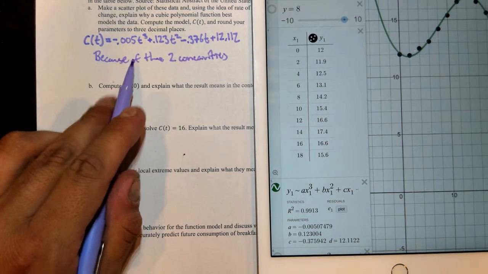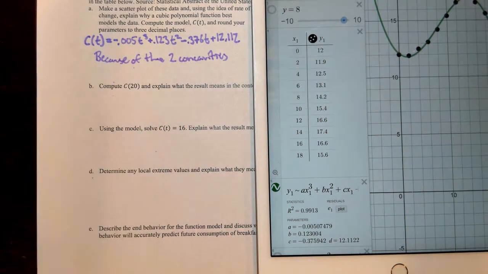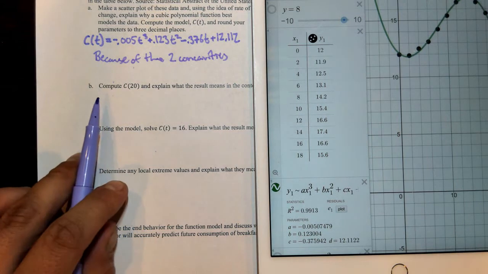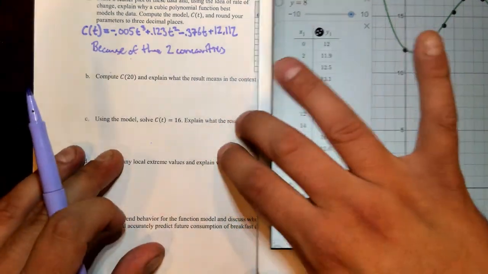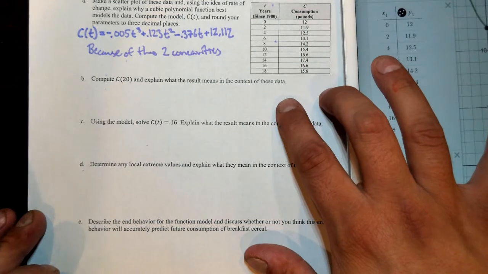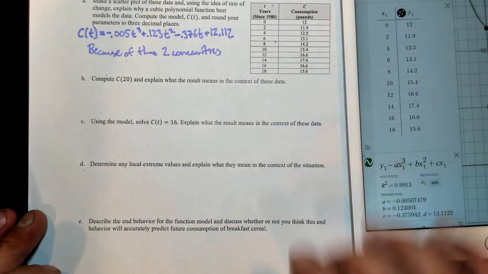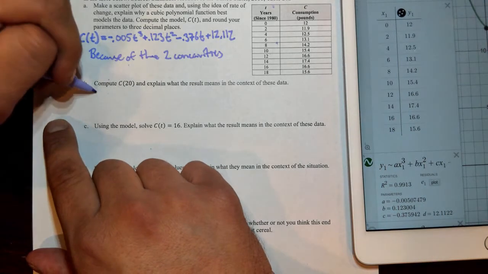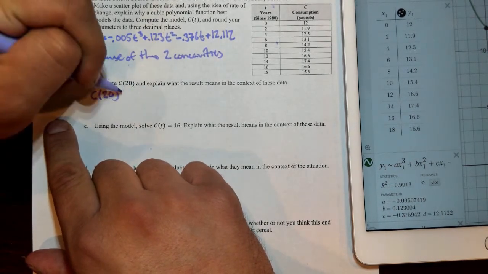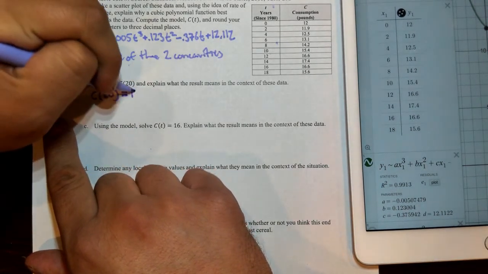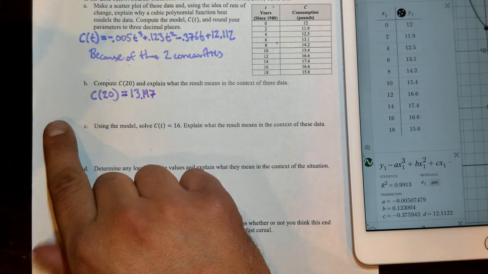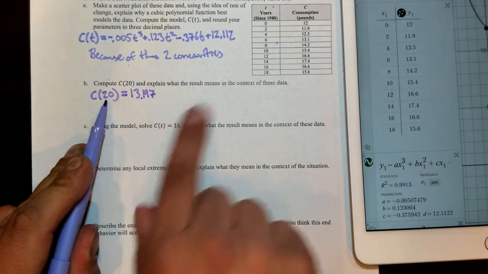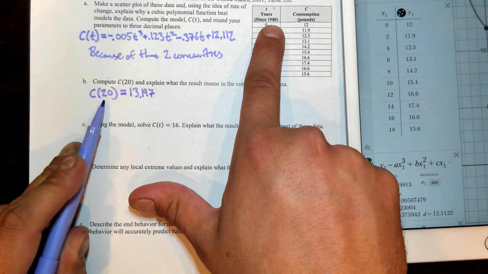And quadratic and all the others don't have that special quality of the two concavities. Okay. B, compute C of 20 and explain what the result means in the context of the data. So C of 20, we would just plug in 20 and simplify. We would get 13.197. So what that means is 20 years from 1980, that would be the year 2000.